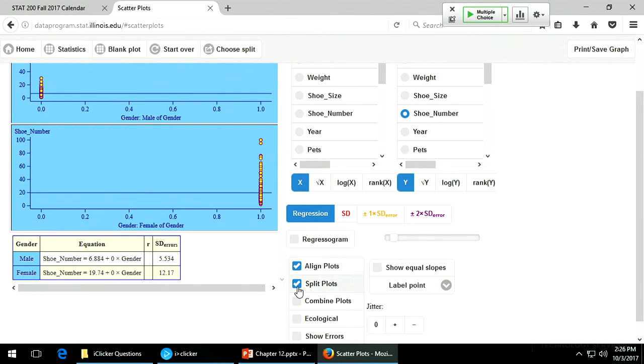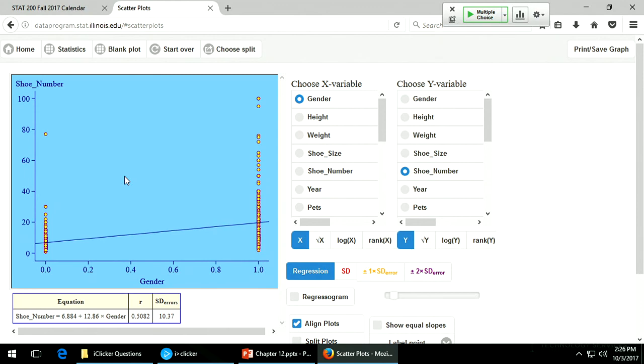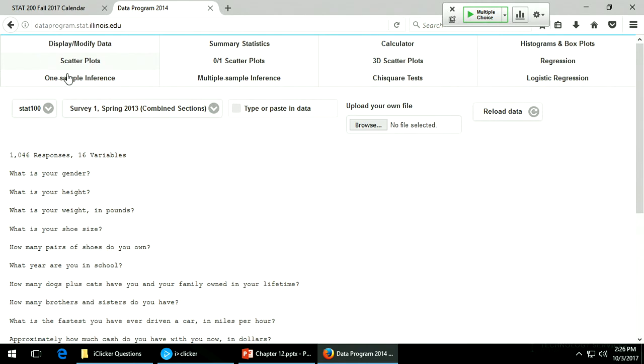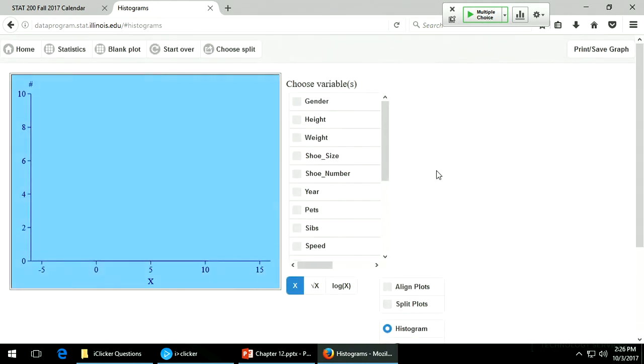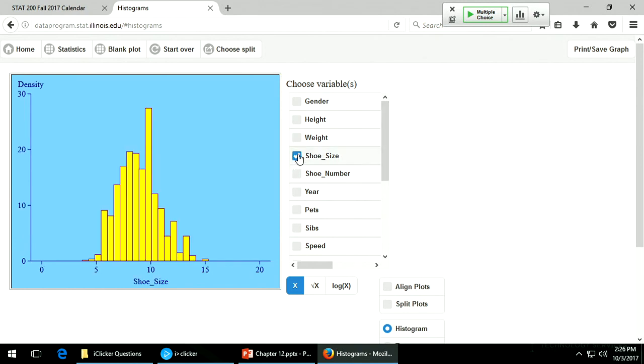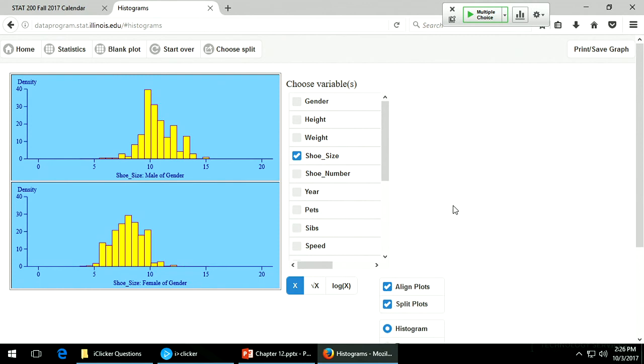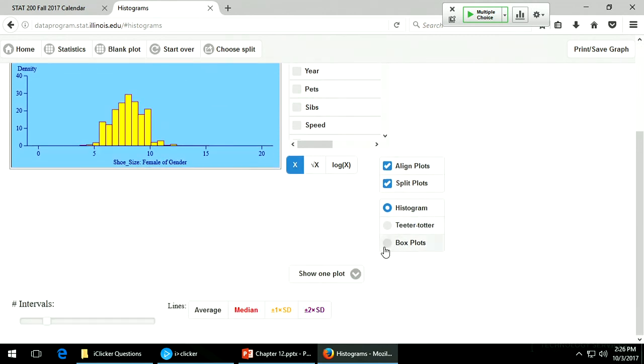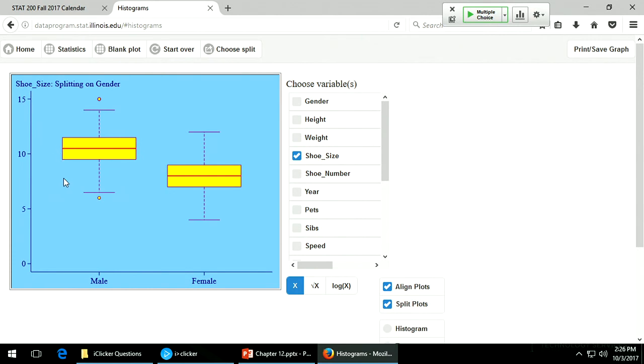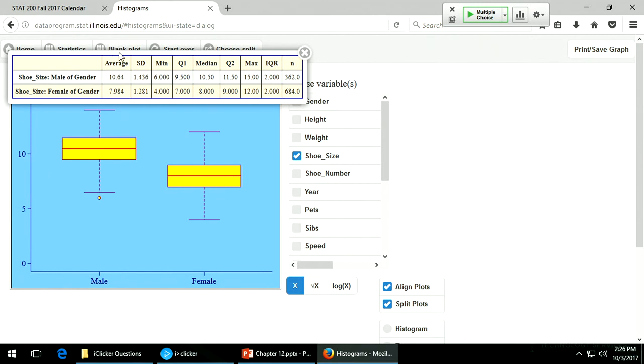So let's look back. And so that's all we're doing here. I mean, if you wanted to look at their averages, you could look at box plots or histograms for the shoe size, and you could split them. And let's see if we could do a box plot even, and side by side. All right, so here let's look at our statistics. So there's the median, so there's our average for, oh, what did they do?